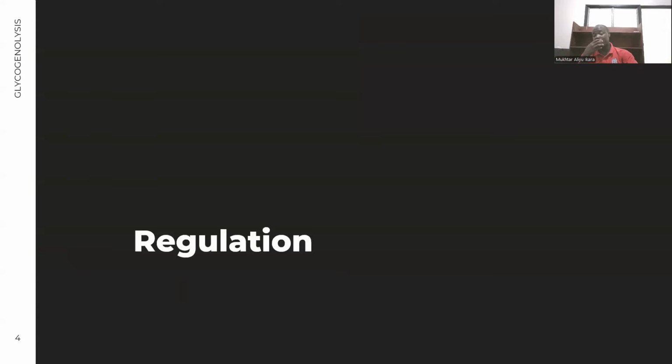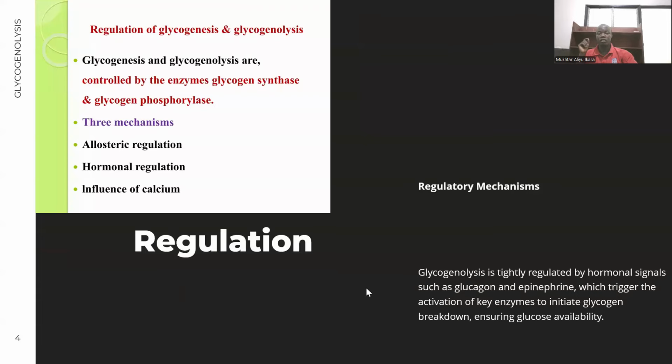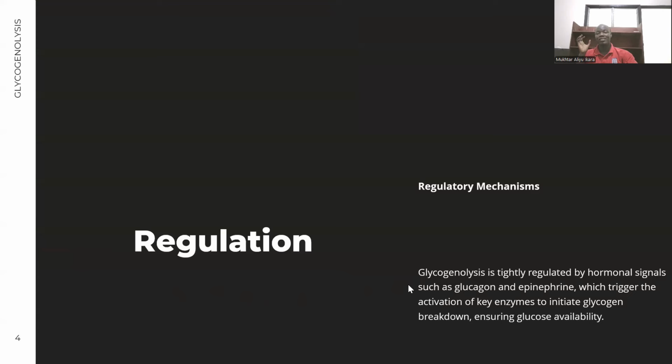The next thing is the regulation. How do we regulate this glycogen metabolism? There are regulatory mechanisms, and one of the major mechanisms is that glycogenolysis is tightly regulated by hormonal signals such as glucagon and epinephrine, which trigger the activation of key enzymes to initiate glycogen breakdown, ensuring glucose availability. Now we are going to look at how glucose is regulated or controlled in the body.